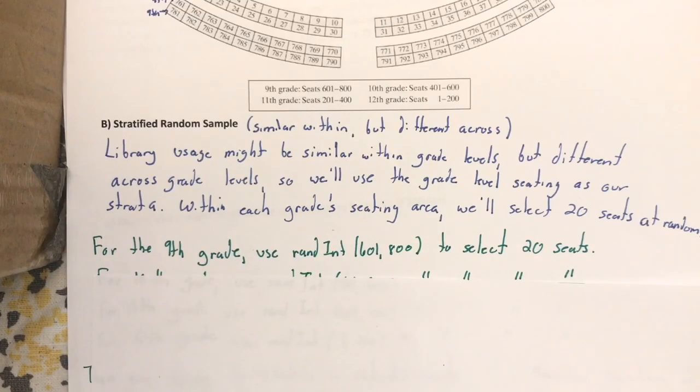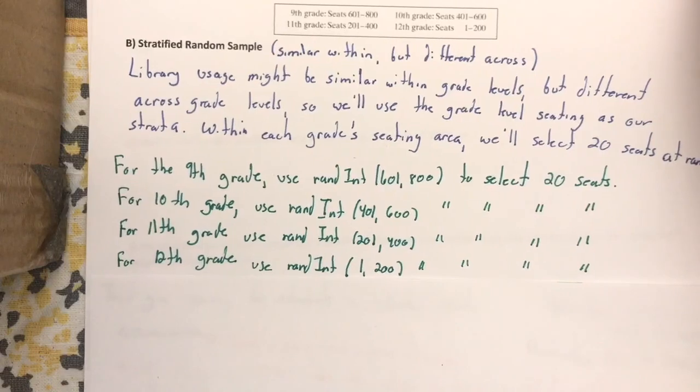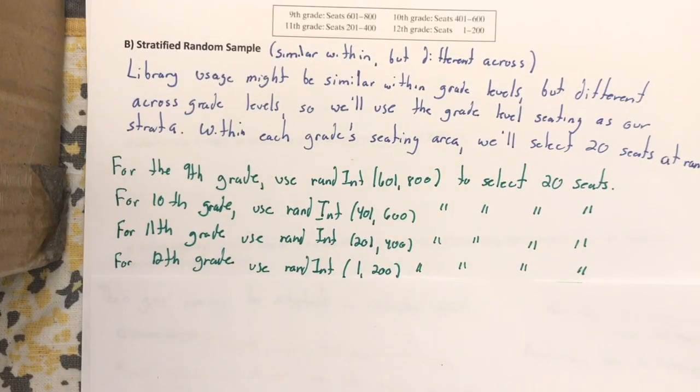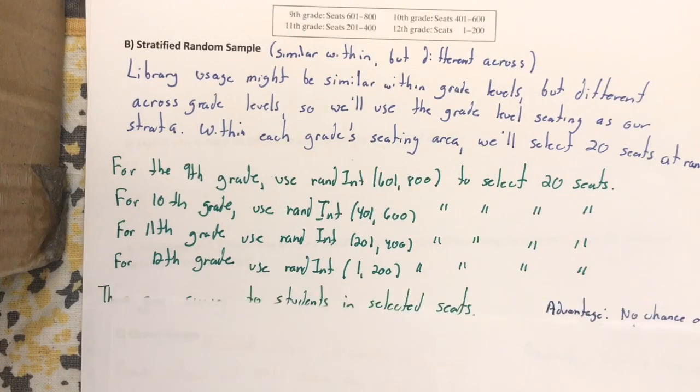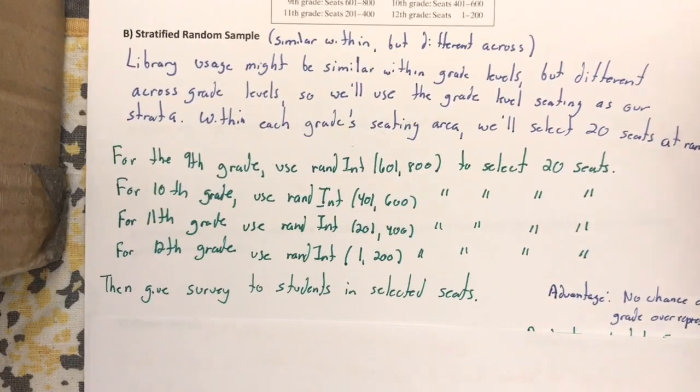So how would we continue to do this? Well, for 9th grade, we would use the ranInt function from seats 601 to 800 to select 20 students. For 10th grade, we would use the ranInt function from 401 to 600 to select 20 seats. For 11th grade, we use the ranInt function from 201 to 400 and then select the 20 seats. And for 12th grade, we use the ranInt function from 1 to 200 to select the 20 seats. We would then give the survey to the students in these selected seats.